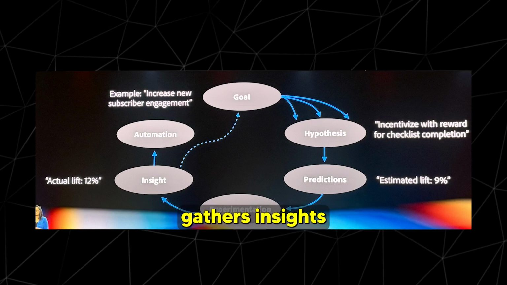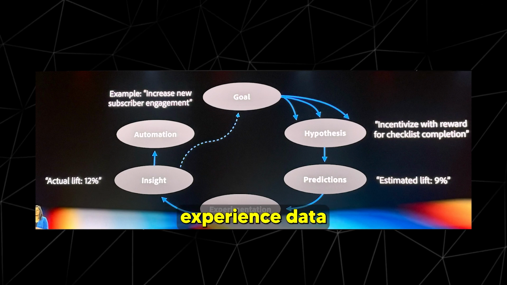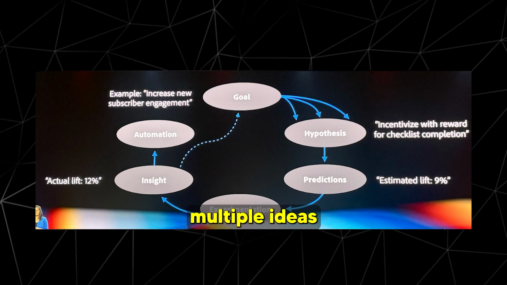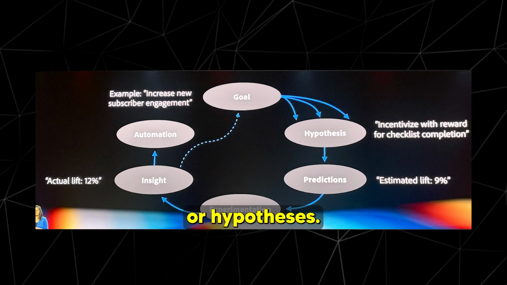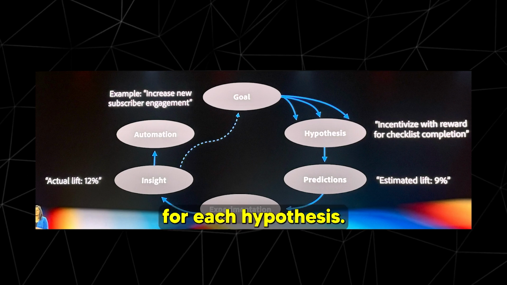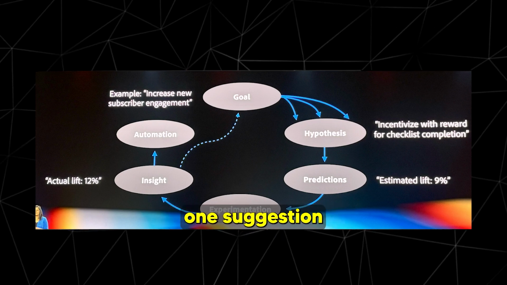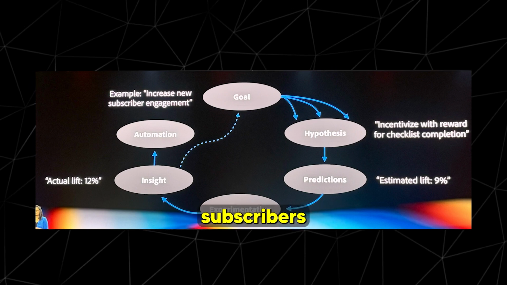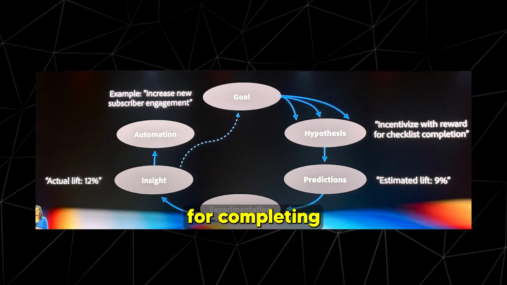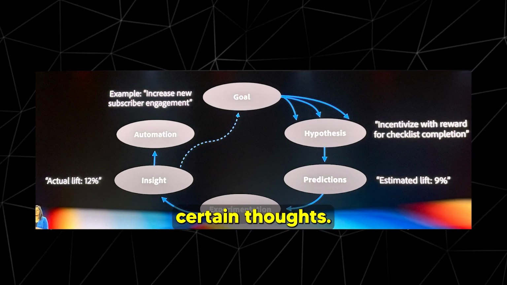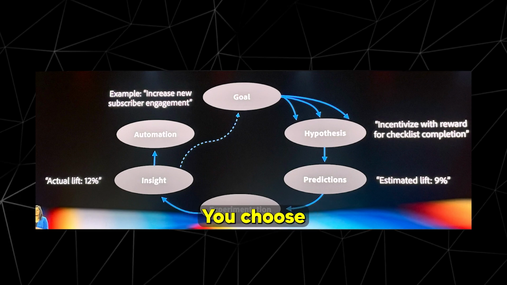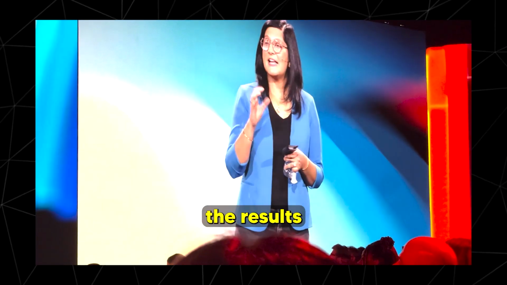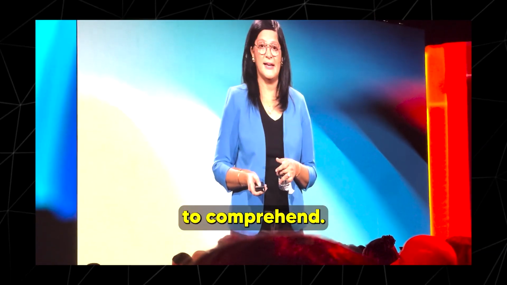You present this to the agent. In turn, it gathers insights from your customer experience data, as well as prior experiments, and it'll generate multiple ideas or hypotheses. It even predicts results for each hypothesis. So let's say one suggestion that the agent makes is to incentivize subscribers with small rewards for completing certain tasks. You like the expected lift, you choose to run that experiment, and at the end of which, it's going to summarize the results in a way that is pretty easy to comprehend.